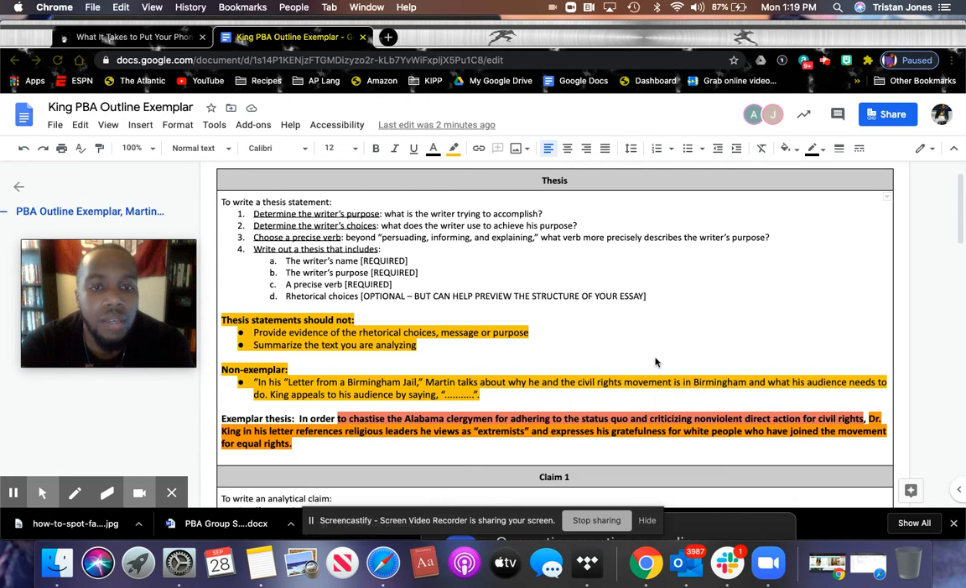And then, lastly, write out a thesis that includes A, the writer's name, which is required, B, the writer's purpose, which is required, C, a precise verb, besides uses, persuading, informing, and explaining, and then D, rhetorical choices, which is optional, but I strongly encourage it because it helps preview the structure of your essay.